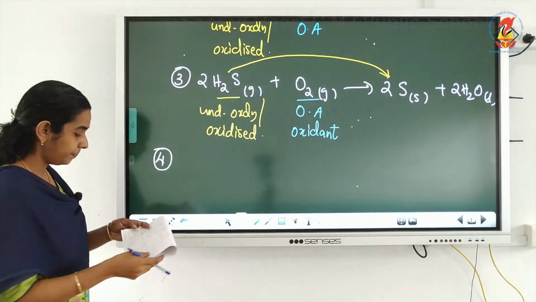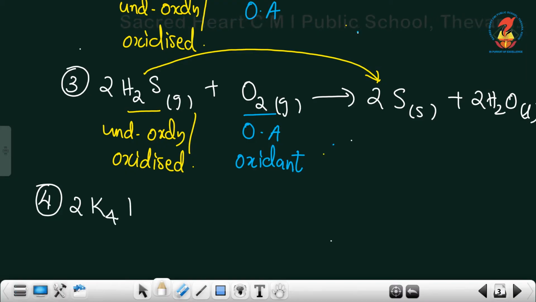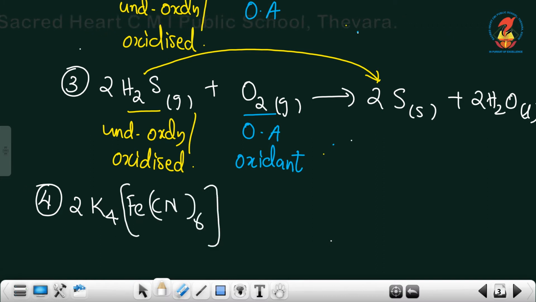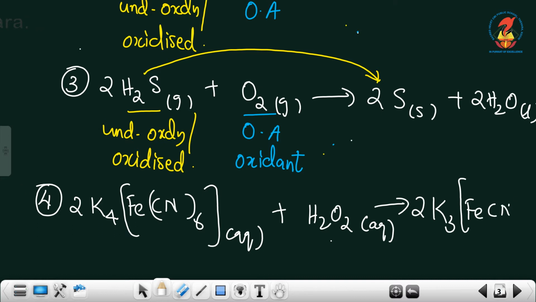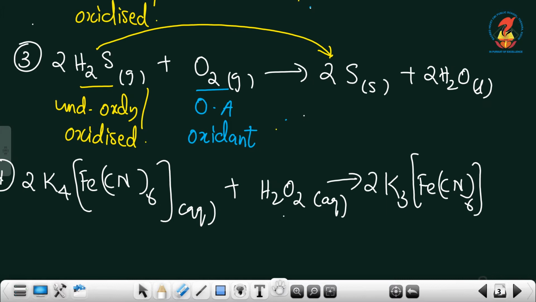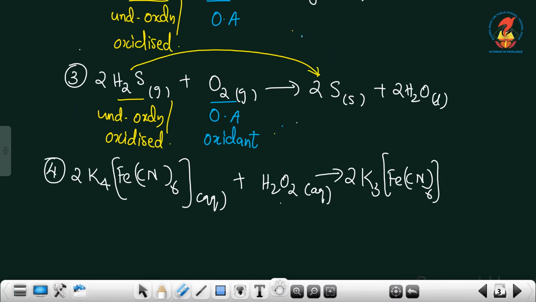The fourth example: 2K4[Fe(CN)6] aqueous plus H2O2 aqueous giving 2K3[Fe(CN)6] plus aqueous.